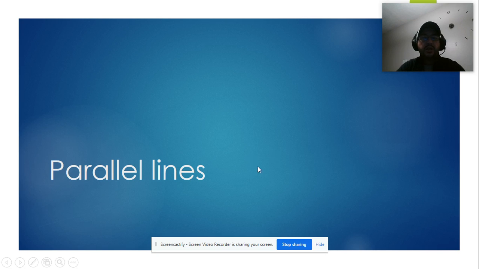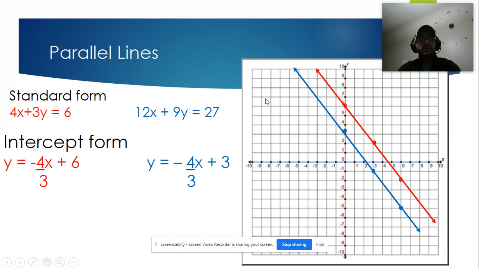Okay, today we're going to learn about parallel lines, or how to write the equation of a parallel line. Now, remember when we were talking about transformations, let's see this example. When we had two equations in standard form and we solve for y, we can graph them and see if the slope is the same, like in this case it's negative 4 over 3, negative 4 over 3.